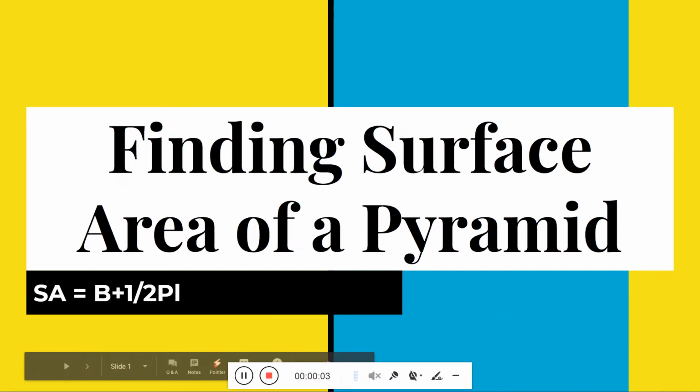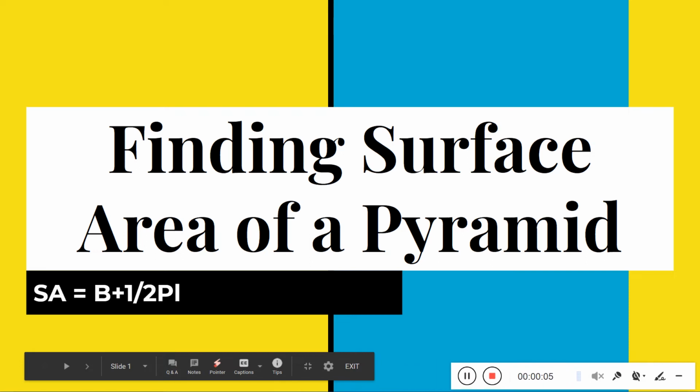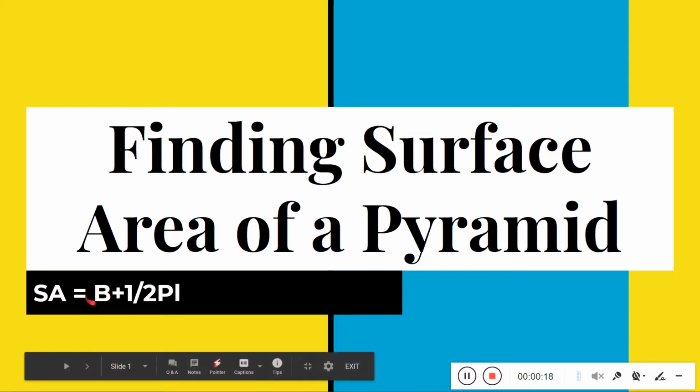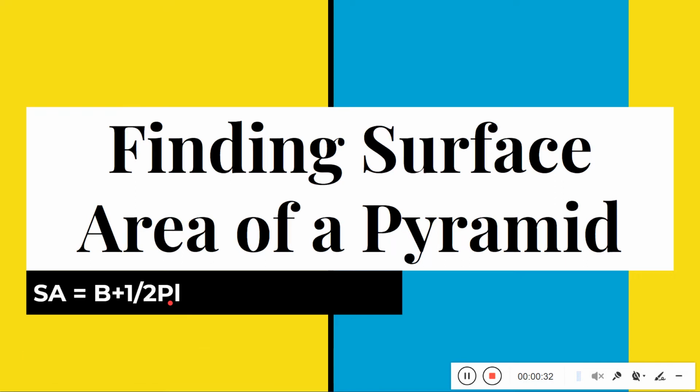Okay, now we're going to be looking at how to find the surface area of a pyramid. Your formula is down here. SA stands for surface area. We have B. Now remember, in the surface area for a prism, we had 2B. We only have B here, and we'll see why that is, because the pyramid only has one base. A prism has two bases. And then 1/2 perimeter times lateral height. 1/2 PL.